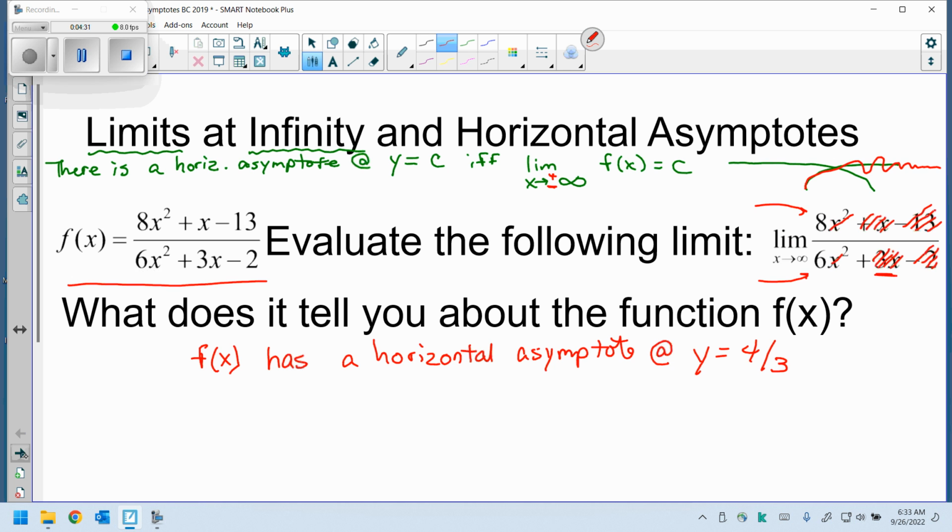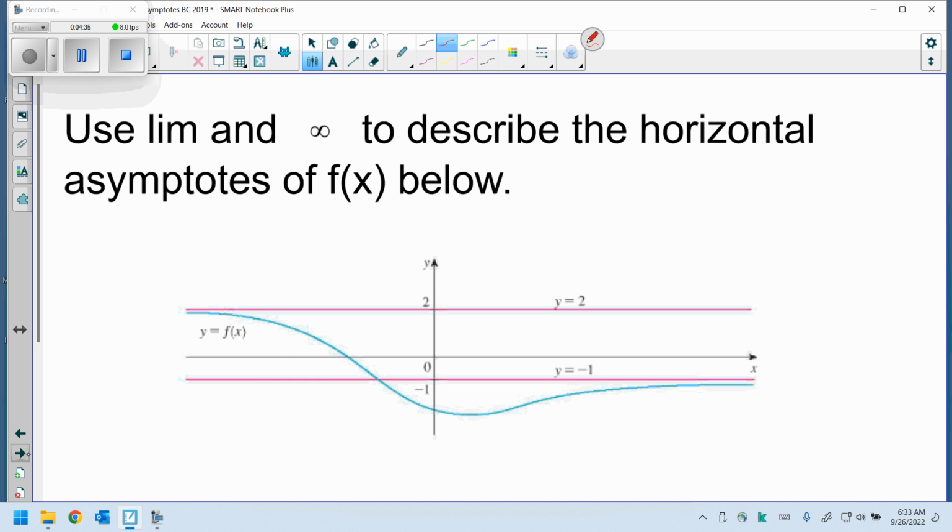Now, let's practice describing these. Describe the horizontal asymptotes and the reasons why you say there's a horizontal asymptote. So with this graph, with f of x, which is our blue squiggly here, where are the horizontal asymptotes? Well, I think I'd say at y equals 2. And then if I had to give a reason for it, I'd say because the limit as x approaches, what are you thinking? Negative infinity of f of x is equal to 2.